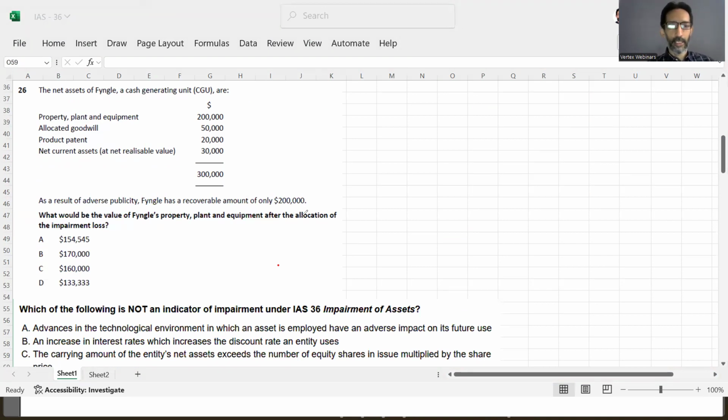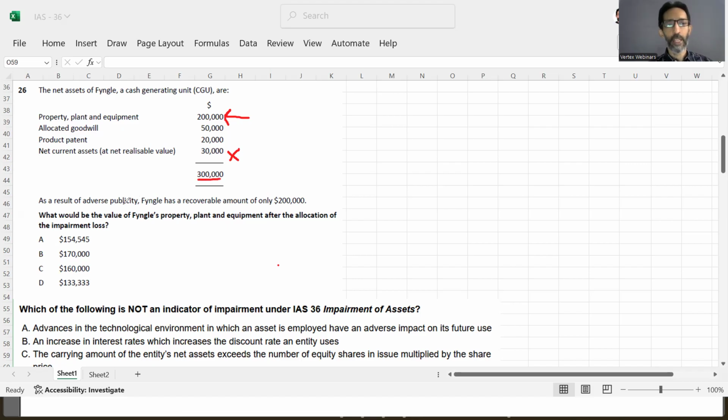So we have to calculate the total impairment loss, and then we are going to see how much of it can be allocated to property, plant, and equipment. So let's see the question now. The net assets of Fingal, a cash generating unit: property, plant, and equipment 200,000, which is being asked in the question. Goodwill is 50,000. The product patent is 20,000. And the net current assets have a value of 30,000. The net current assets do not take any load of the impairment charge. So the overall value is 300,000.